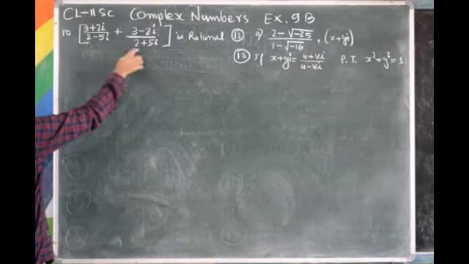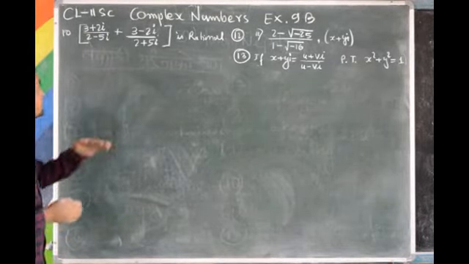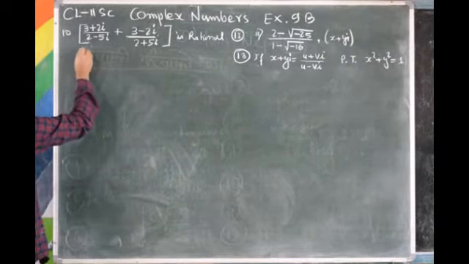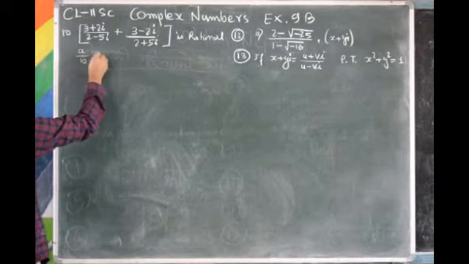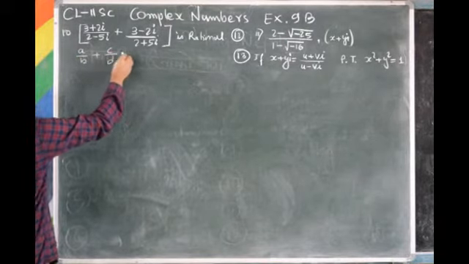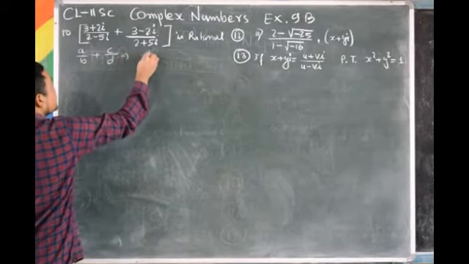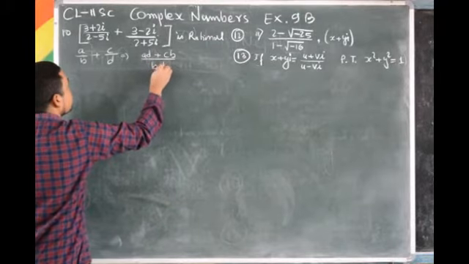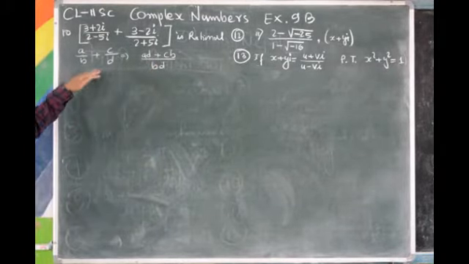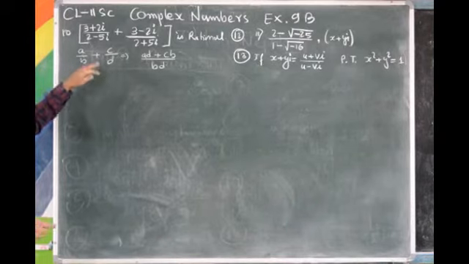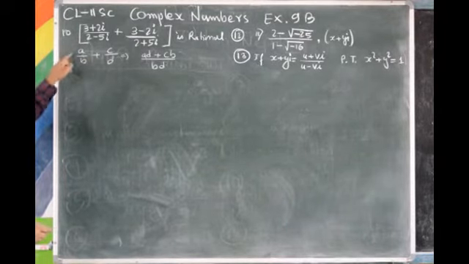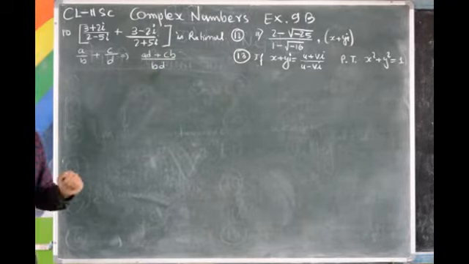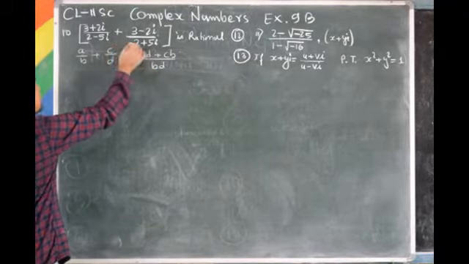For this question, we are going to do the LCM. First we will do the LCM by cross multiplication method. Suppose a by b plus c by d, their LCM is a into d plus c into b, divided by b into d. This way we will do the same step to get the LCM. This method is called cross multiplication method. Now we will do the same thing here.